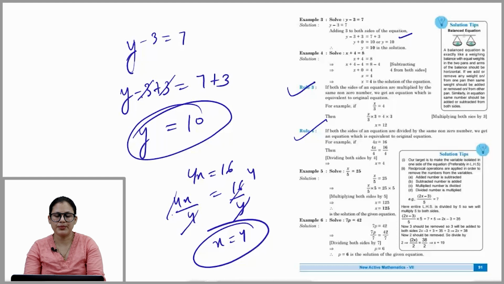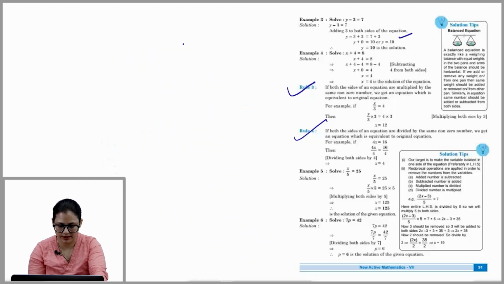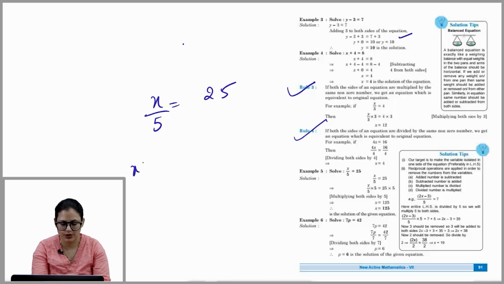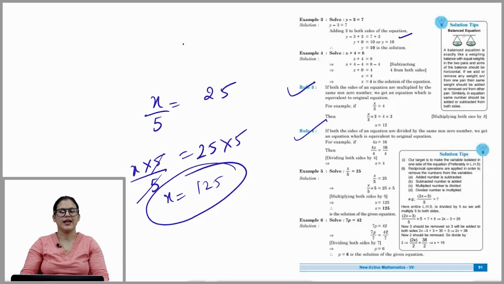Okay. Now example 5, solve x by 5 is equal to 25. Okay. Now let's solve this. x by 5 is equal to 25. Now what will you do? We will multiply by 5 on both sides. Okay. x by 5 into 5, and 25 into 5. Now the 5s cancel and x is equal to 125. Here the value of x is 125. That means 125 is the solution of the given equation.